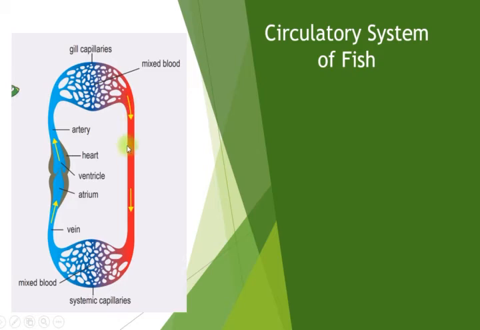And then this is the blood vessel. And then this is the systemic capillaries. Systemic capillaries enable the exchange of gases and also nutrients between the capillaries and the body cells. For the gill capillaries, they enable the exchange of gases between the capillary and the lungs, right? Oh, sorry, it's not the lungs. It is actually the gill.